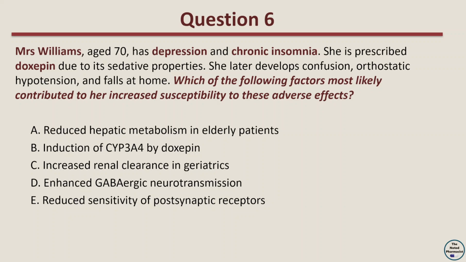Option A, reduced hepatic metabolism in elderly patients. Option B, induction of CYP3A4 by doxepin. Option C, increased renal clearance in geriatrics. Option D, enhanced GABAergic neurotransmission. Option E, reduced sensitivity of postsynaptic receptors.